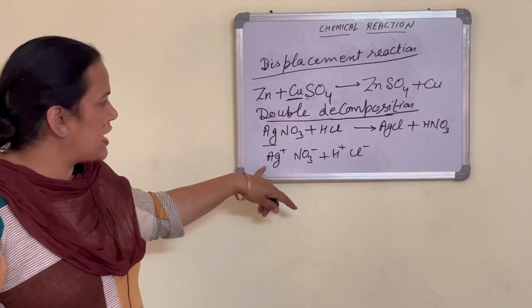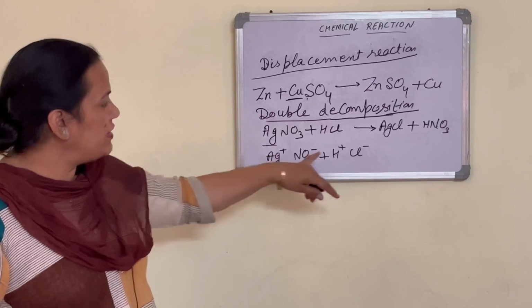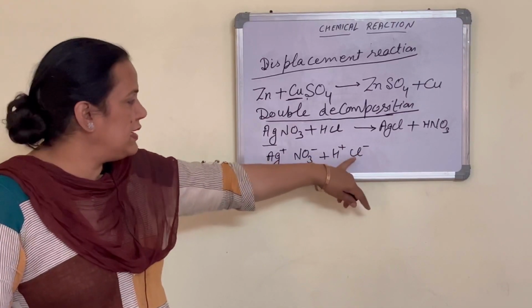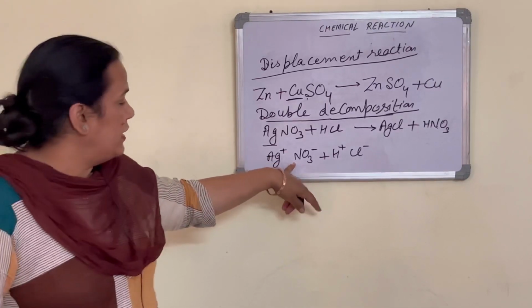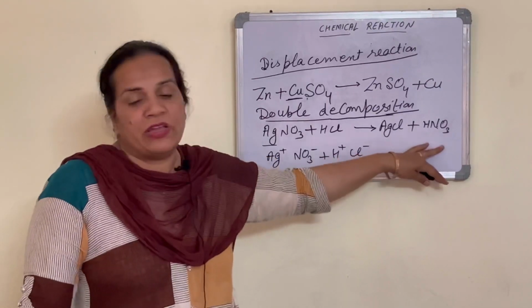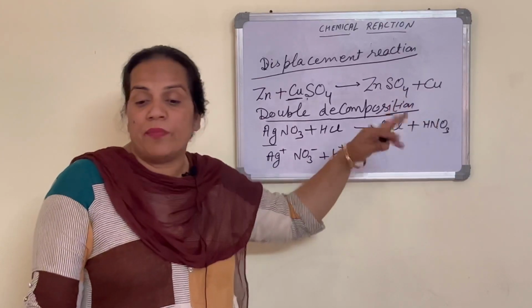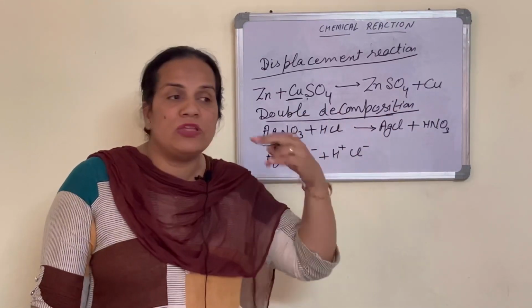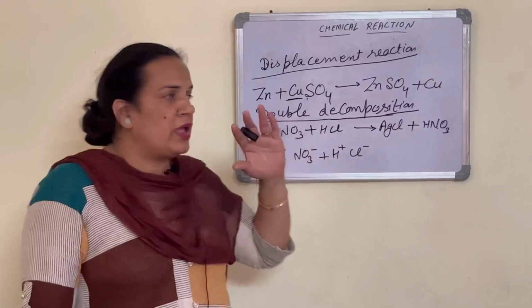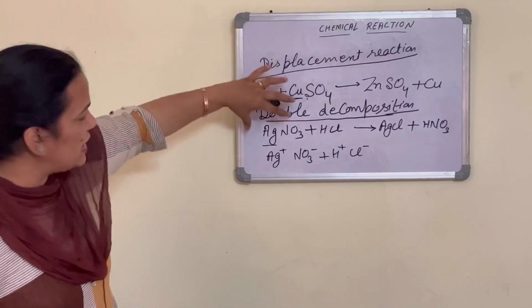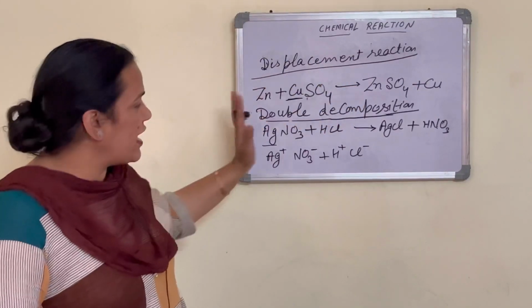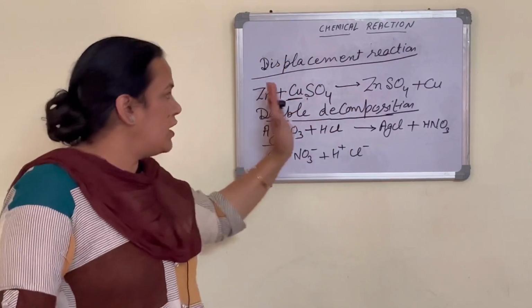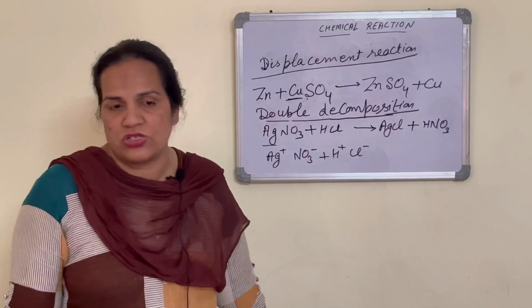Silver ions combine with Cl negative ion, and similarly H positive combines with the nitrate ion to form nitric acid. This is double decomposition. Double means two times. Here the silver nitrate breaks and HCl breaks. Two times they break, so you can say double decomposition reactions.